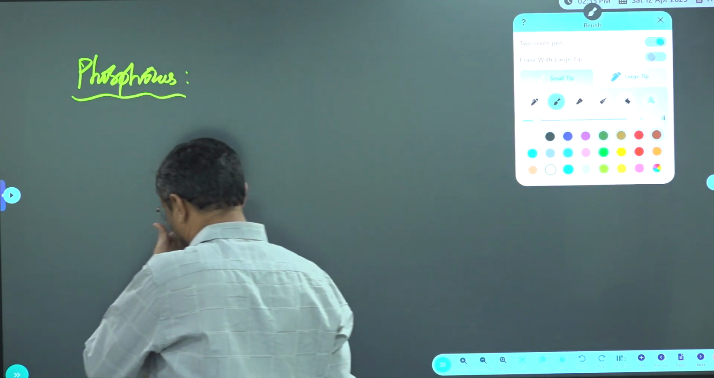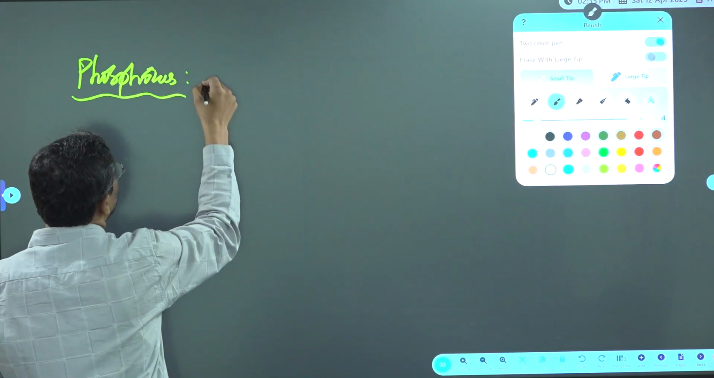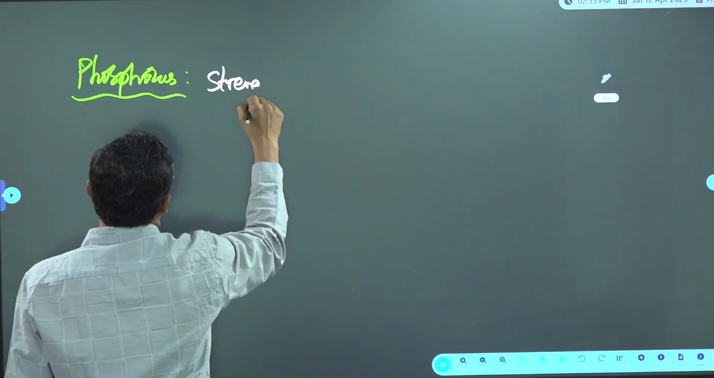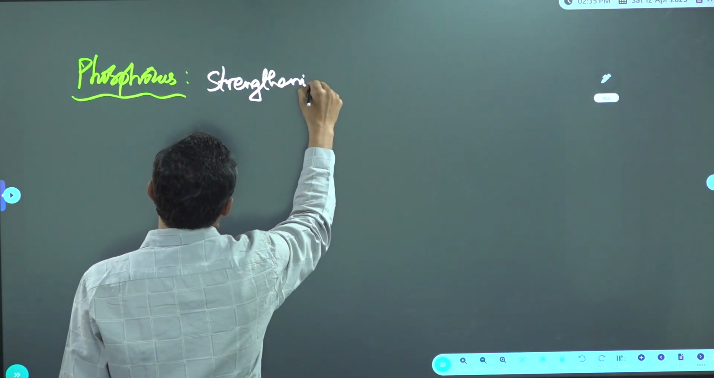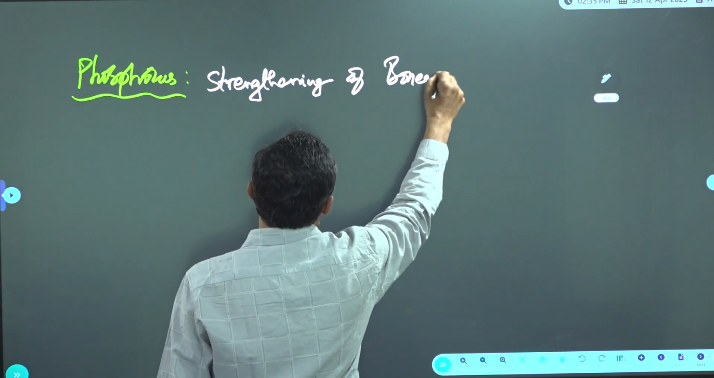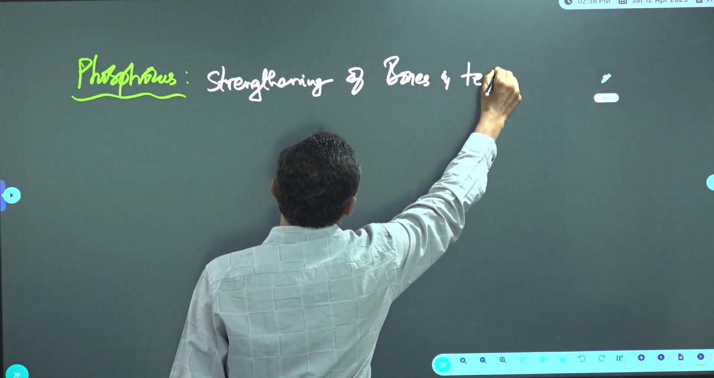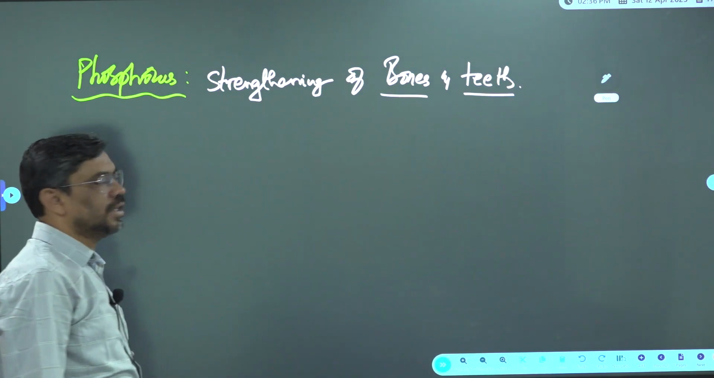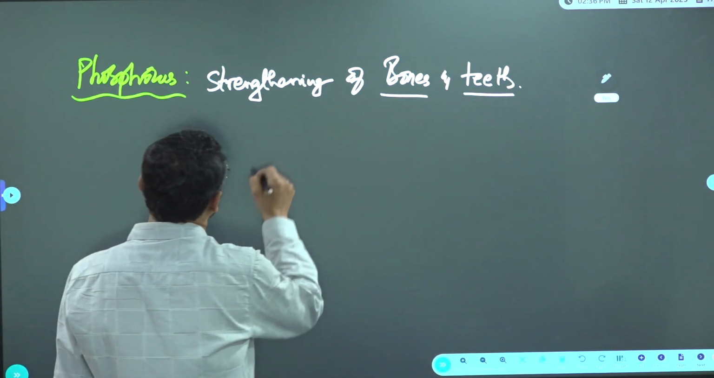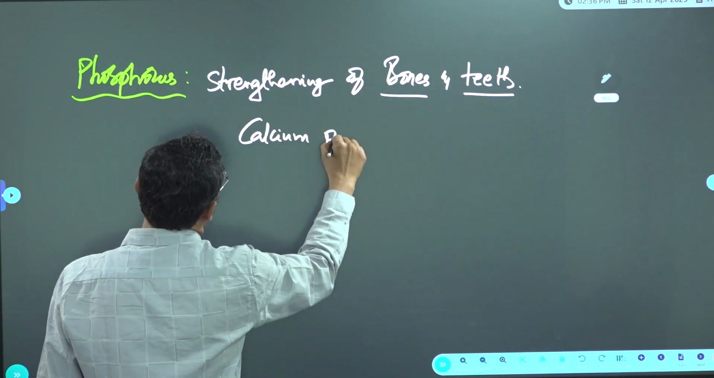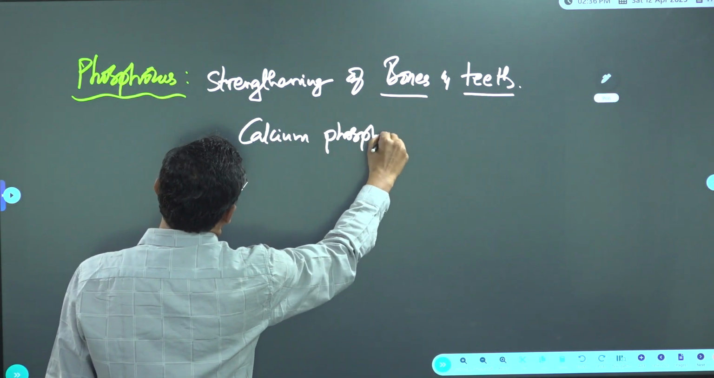So, phosphorus. It is required for strengthening of bones and teeth. In bones and teeth, the phosphorus is present in the form of calcium phosphate.